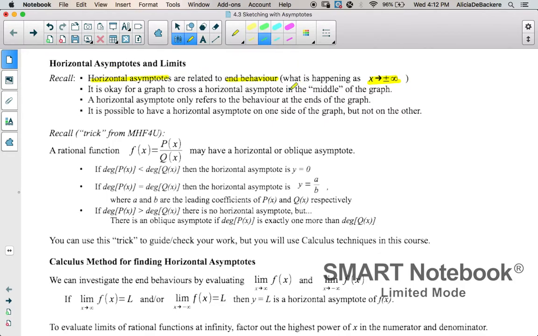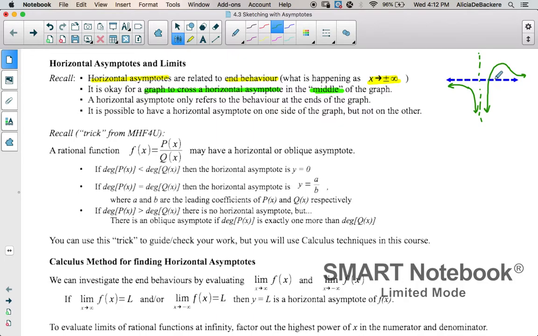What's really hard for people to get their mind around is since horizontal asymptotes are only related to the ends, when x is this huge number on the left or huge number on the right, it's actually okay for the graph to cross a horizontal asymptote if it's in the middle. So we're going to see an example like that in our work today. So let's say I've got my horizontal asymptote and I've got my function approaching it on the right and approaching it on the left. It's okay if it comes through here and maybe there's like also a vertical asymptote here.